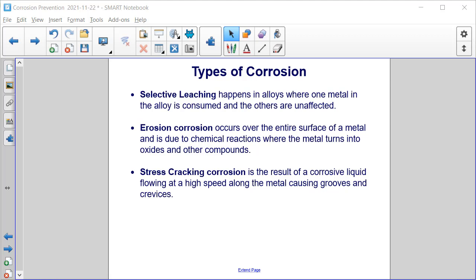Erosion corrosion occurs over the entire surface of a metal and is due to chemical reactions where the metal turns into oxides and other compounds. Stress cracking corrosion is the result of a corrosive liquid flowing at a high speed along the metal, causing grooves and crevices.